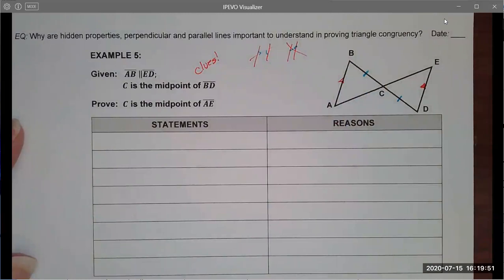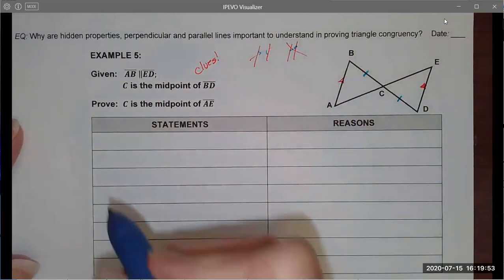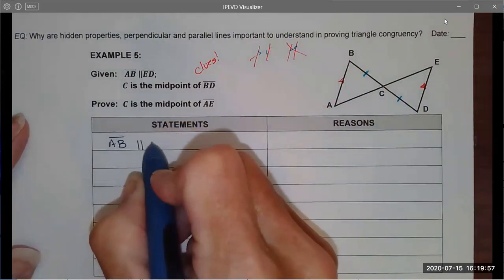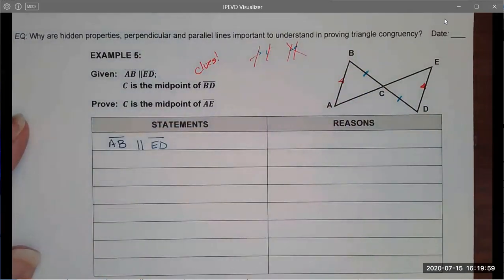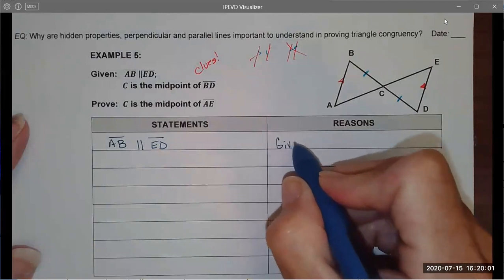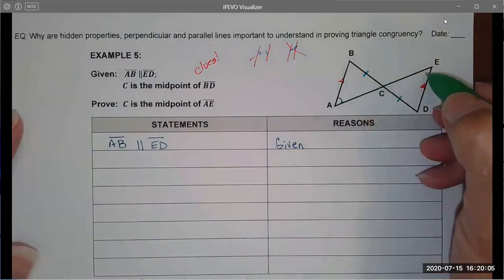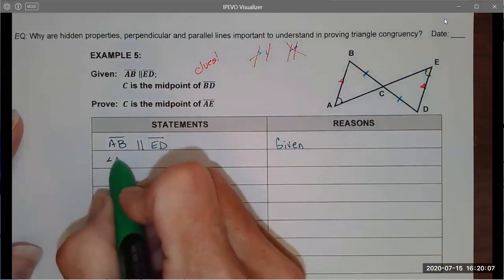Both are going to be correct. All right, let's dive in. I'm going to start with AB is parallel to ED, and that was given to me. And from that, I'm going to conclude that A is congruent to E.